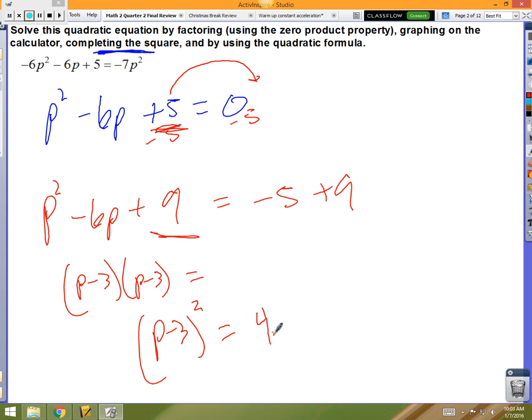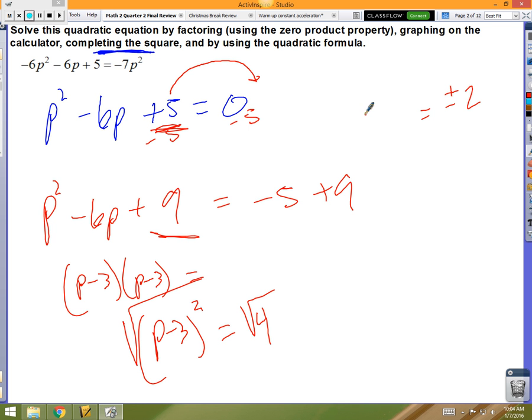So now to solve for p, you got to undo the minus 3 and you got to undo the square. You got to undo the square first. So the inverse of a square is a square root. And if you're going to do the square root of 4, you got to give me both options. It's actually a plus or a minus 2, because those both work.